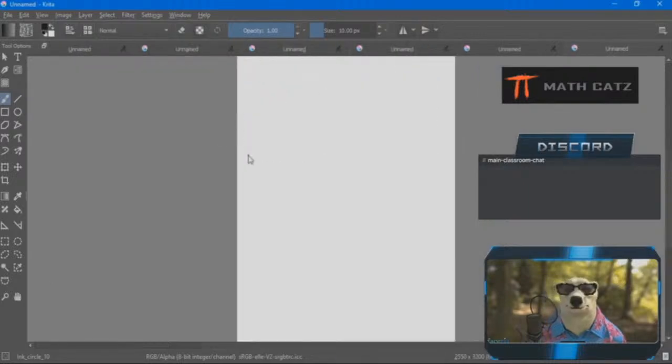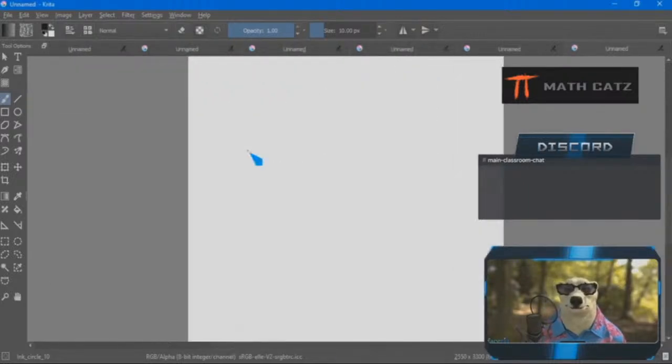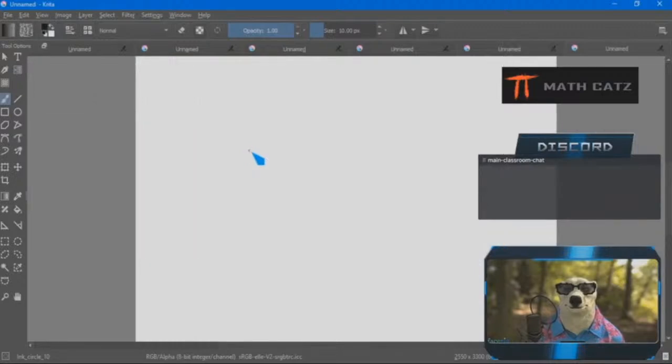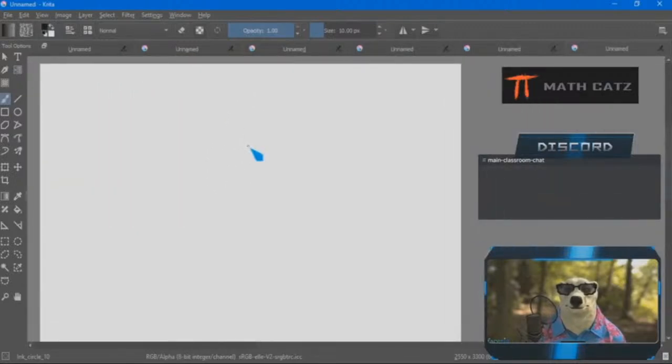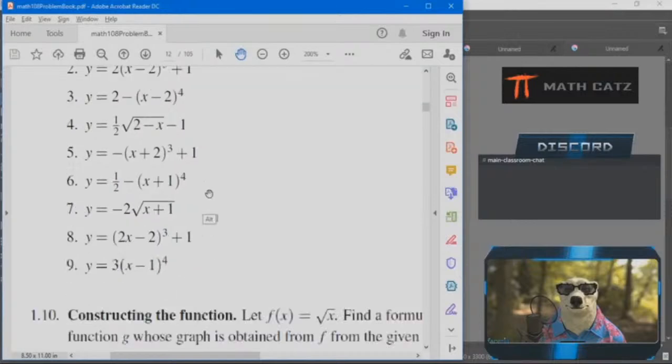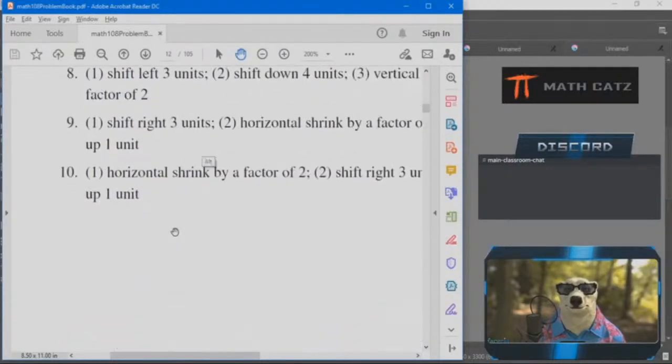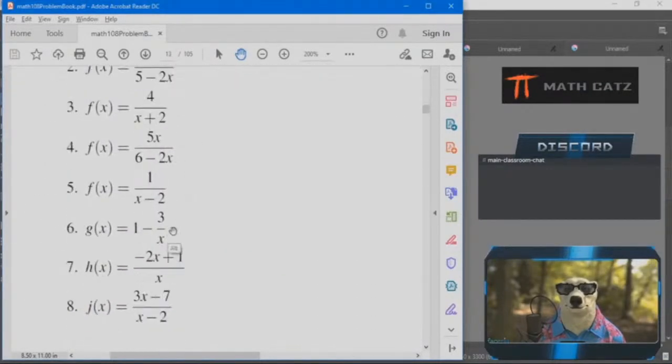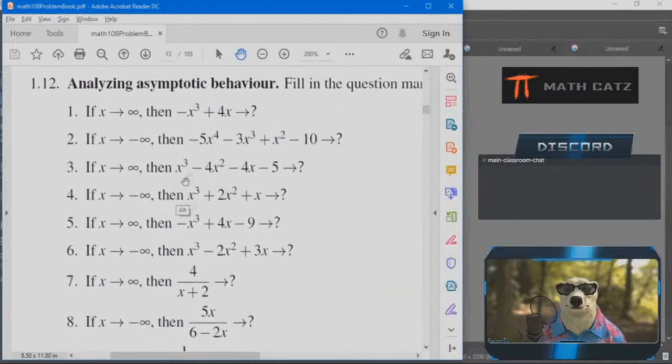Problem 1.12. Problem 112, number, which one do I want to do? Number 3. Yes. Okay, let's go there. Where is it? Problem 112, show yourself. There you are.